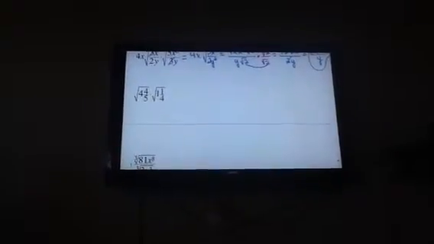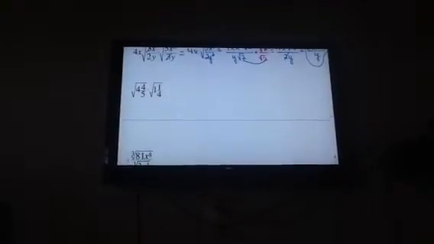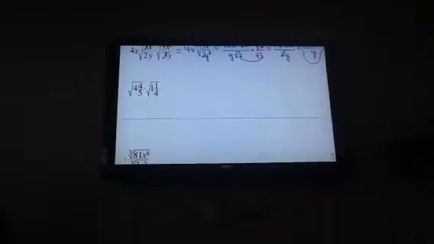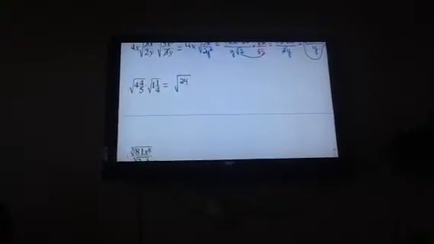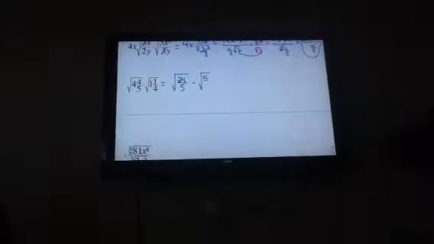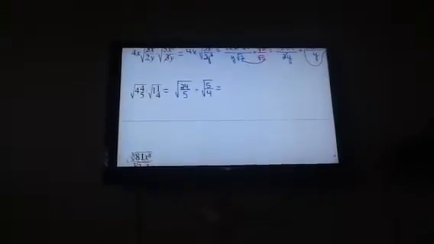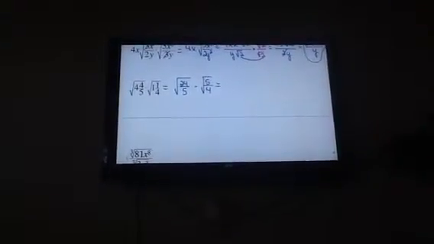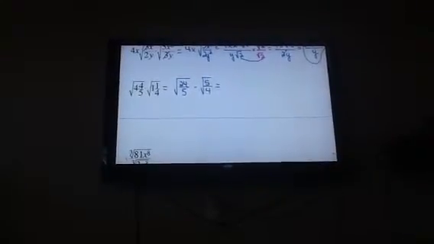If you are working with fractions that are mixed numbers, please change those to improper before you do anything else. So we're going to change this one to 24/5 times 5/4. So change your mixed numbers to improper first. Then this ends up being an extremely simple question.